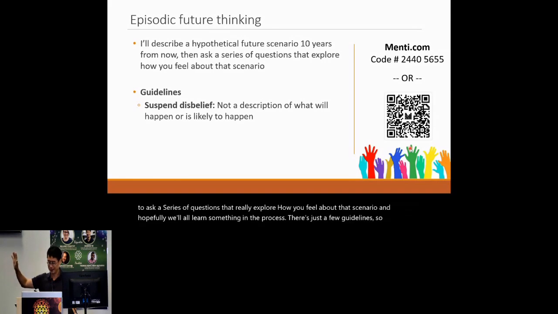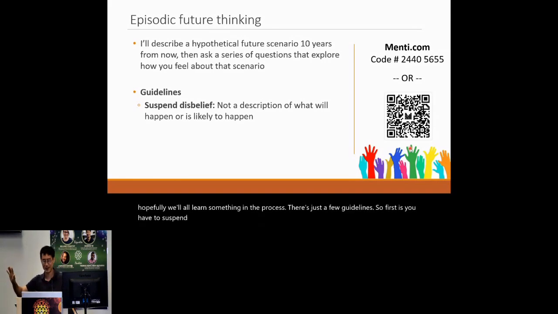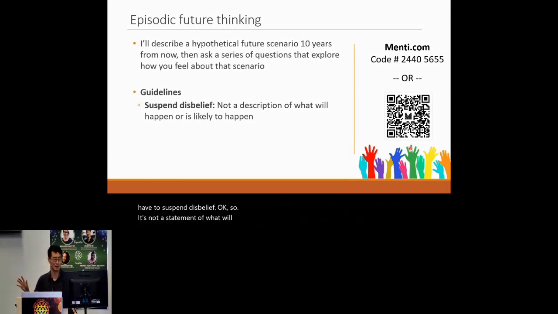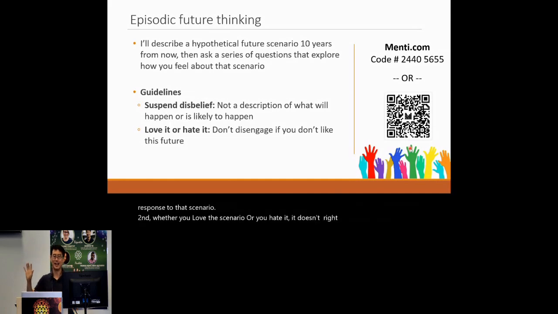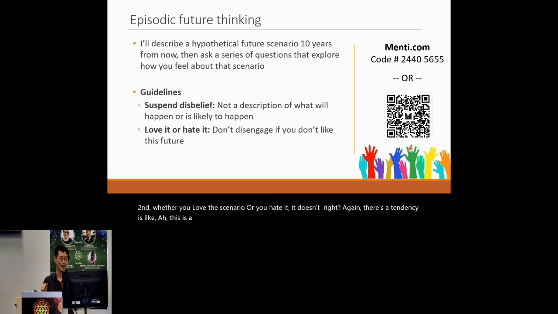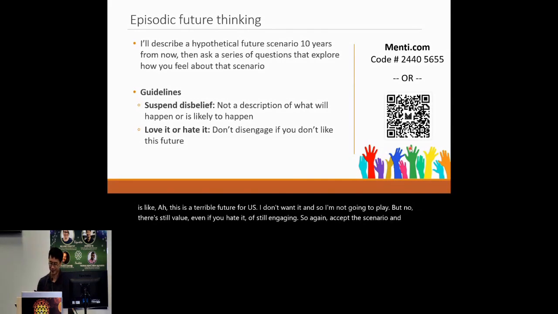So first, you have to suspend disbelief. It's not a statement of what will happen or perhaps even what is likely to happen. So you just have to accept the scenario as stated and focus on how you would feel and react in response to that scenario. Second, whether you love the scenario or you hate it, it doesn't matter. Again, there's a tendency to say, this is a terrible future for us, I don't want it, and so I'm not going to play it. But no, there's still value, even if you hate it, in engaging. So again, accept the scenario and then focus on your reactions.